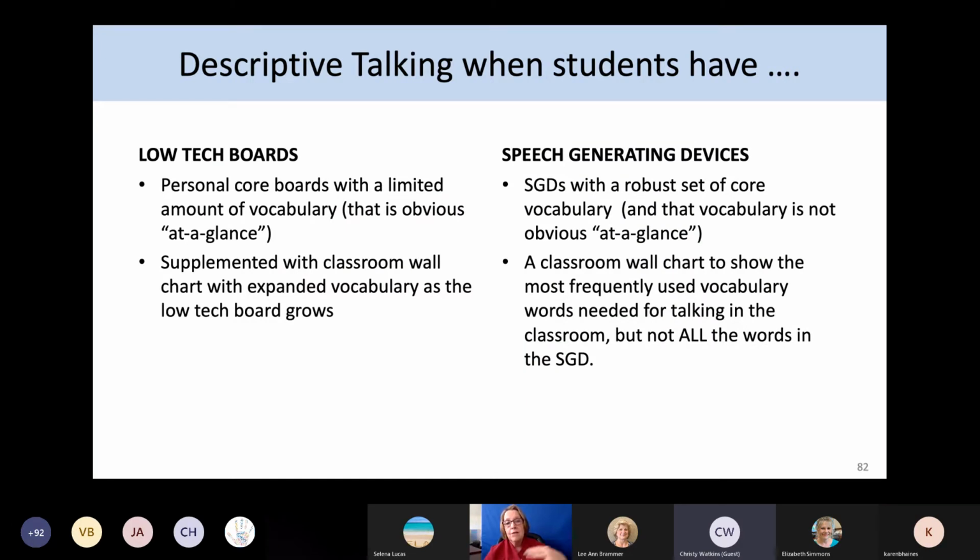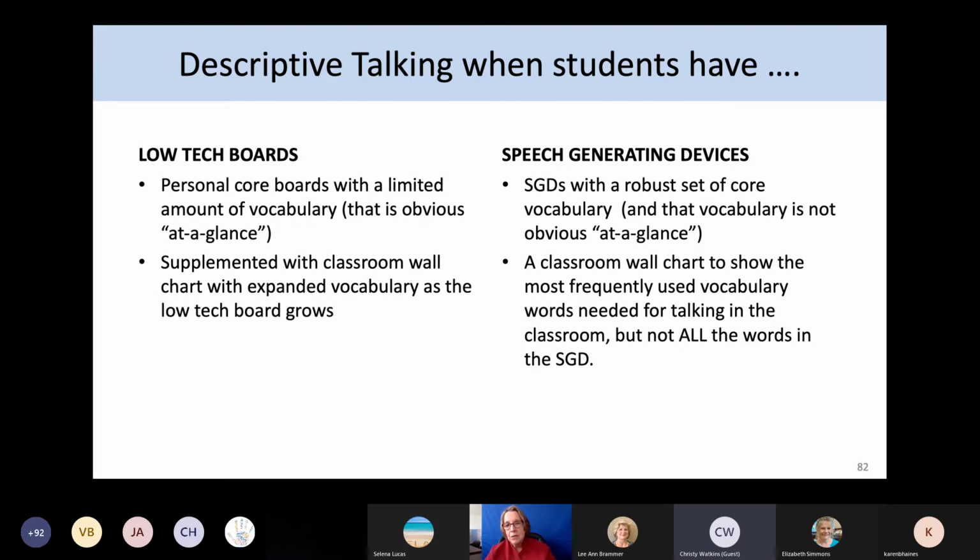You can do descriptive talking when kids have low-tech boards. Some of them are going to have a limited amount of information, but as I mentioned when we were doing our little activity on making a cake, you might have to supplement a personal communication board a kid has with a wall chart that has more vocabulary. And then you can start using the words on that wall chart as a means to grow their vocabulary and then start adding those new words to the kids' personal core words. So we're always wanting to keep growing the vocabulary.